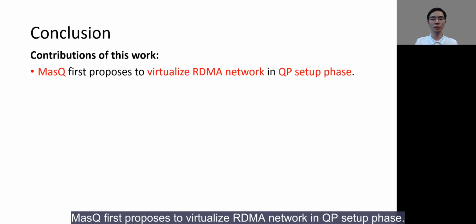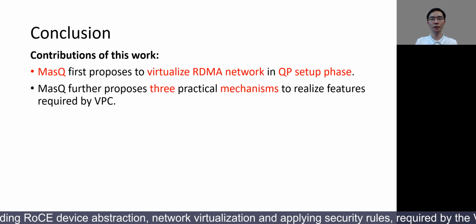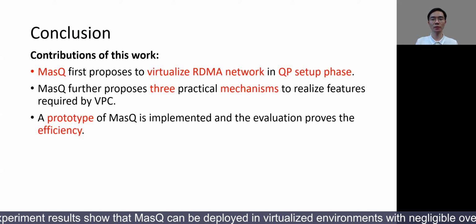MasQ first proposed to virtualize the RDMA network in the QP setup phase, and then further proposed three practical mechanisms to realize features required by the VPC, including RoCE device abstraction, network virtualization, and applying security rules. A prototype of MasQ is implemented and evaluated against big data and HPC applications. The experiment results show that MasQ can be deployed in virtualized environments with negligible overhead.